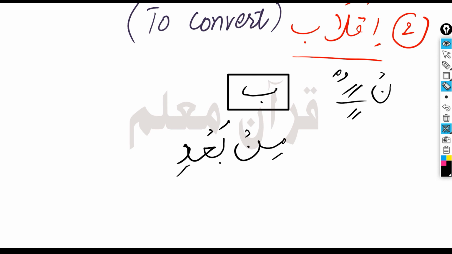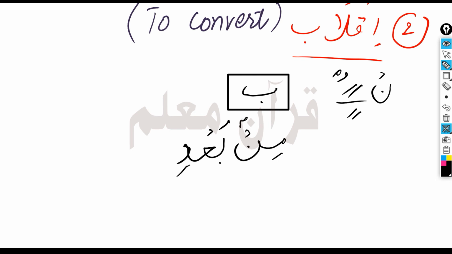Min ba'di. The word is min ba'di. But instead of saying it with the noon sakin, we need to convert the sound of noon sakin to mim. In Quran, you will have no problem because you will be seeing a small mim on top of the letter, which means you don't have to read the noon sakin, you have to read it with the mim. So it becomes mim ba'di. And also we do the gunnah.